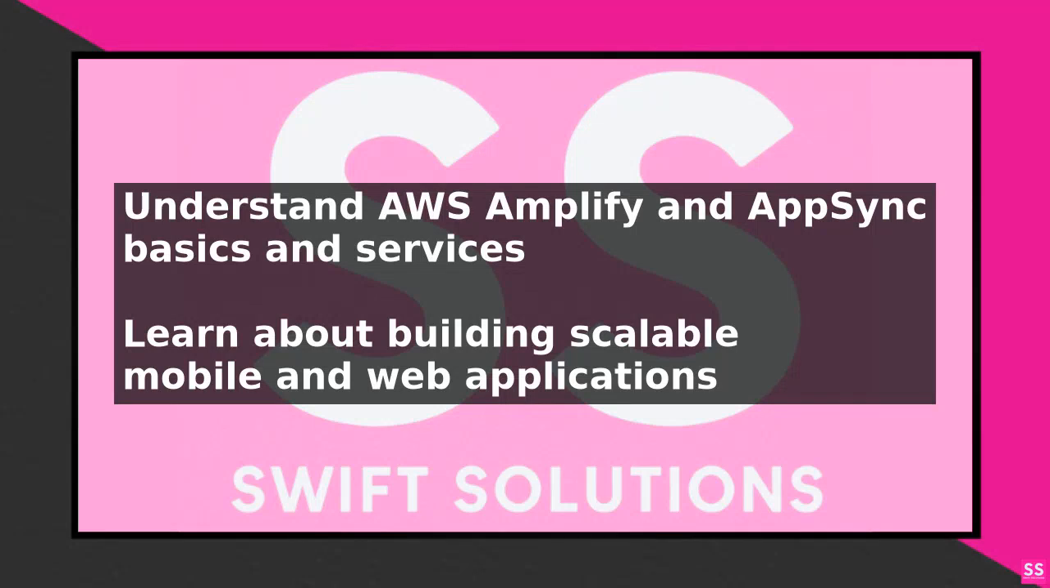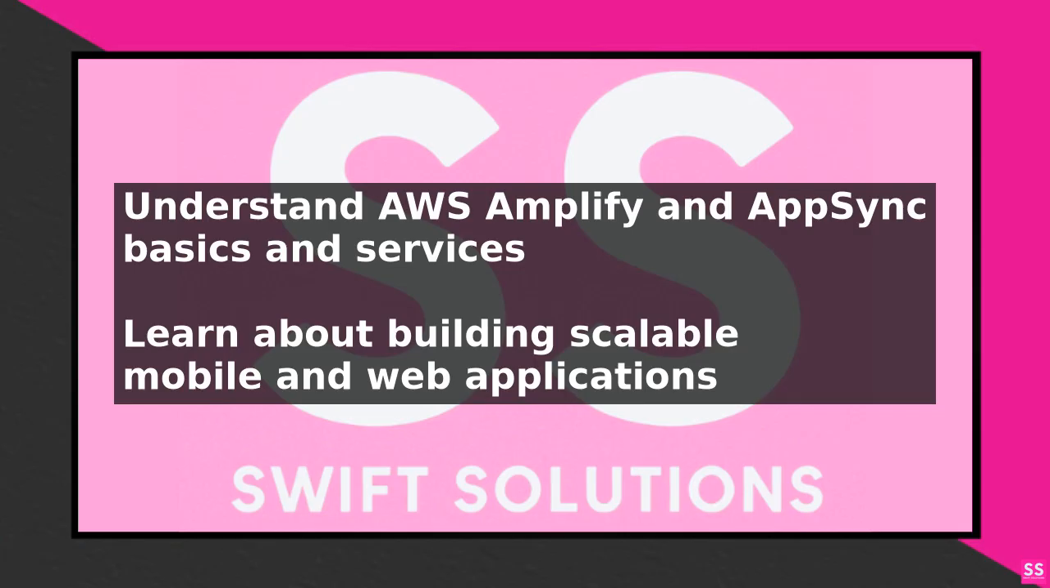To optimize AWS Amplify AppSync integration, start by understanding the basics of both services. AWS Amplify is a development platform that helps you build, deploy, and manage scalable mobile and web applications, while AppSync is a managed GraphQL service that makes it easy to build scalable, real-time, and offline-enabled mobile and web applications.